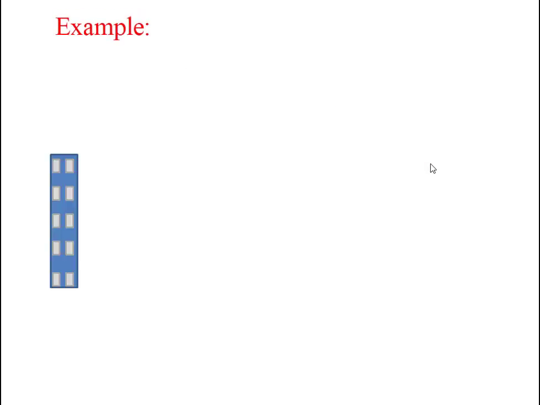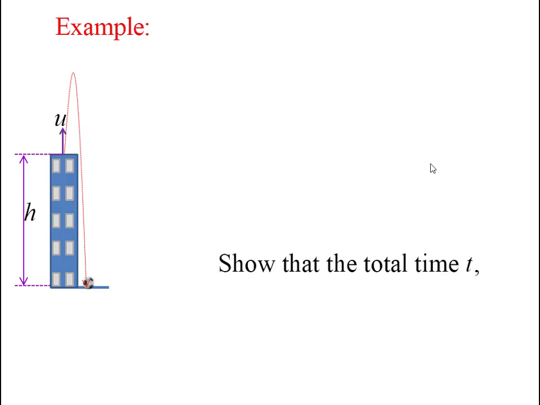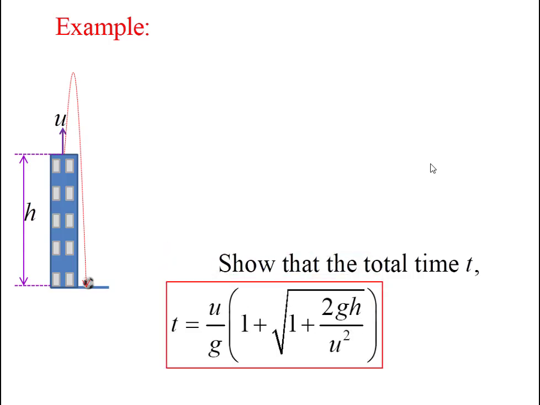As an example, let us see some example of what we have been talking about. Generally, in kinematics, if there is a story building of height h, and there is some ball on top of it, the ball is thrown straight up, and then on its way down, it just misses the roof of the building and falls on the ground. We are asked to show that the total time t is u over g into 1 plus square root of 1 plus 2gh divided by u squared.